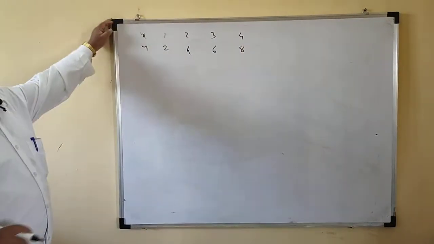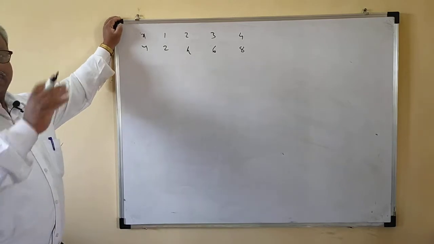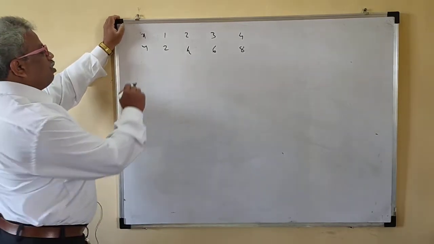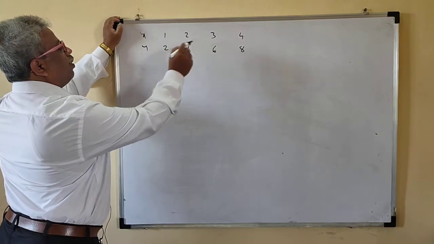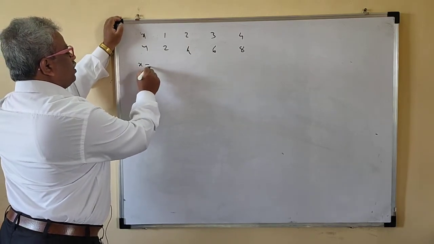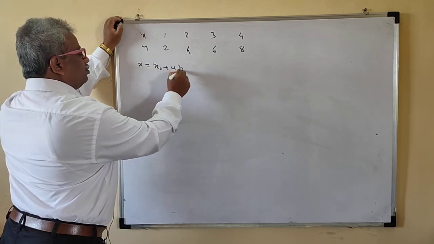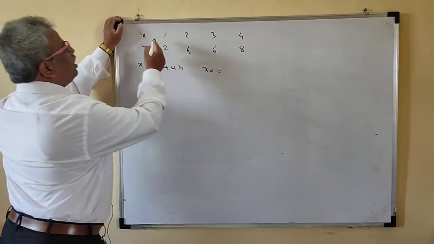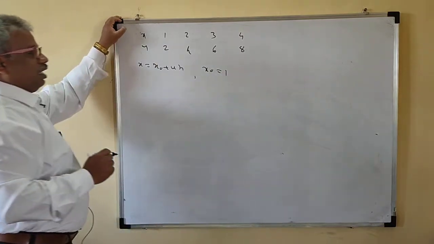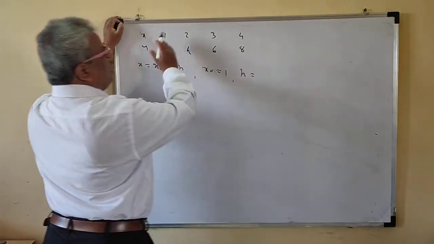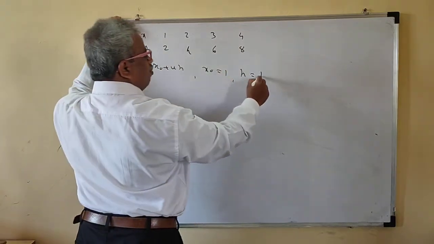आपल्याला पॉलिनॉमियल काढायला सांगितलेलं आहे. फॉरवर्ड, बॅकवर्ड किंवा लॅग्रेंजेस वगैरे आपण प्रत्यक्ष फॉर्म्युला वापरूया. x म्हणजे x इज इक्वल टू x नॉट प्लस u h. x नॉट म्हणजे स्टार्टिंग व्हॅल्यू, ती 1 आहे. h म्हणजे इंटरवल डिफरन्स, तो 1 ने वाढला आहे, मग h 1.